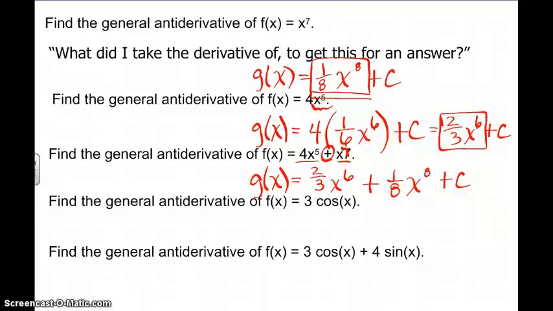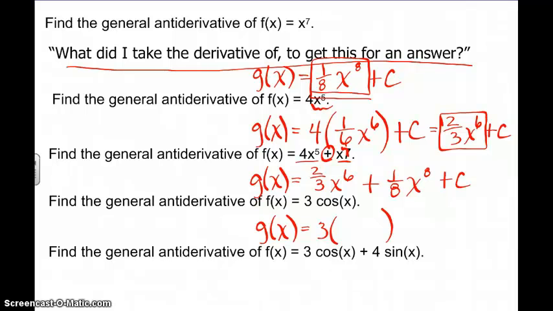Find the general antiderivative of f of x equals 3 cosine of x. This is where that question that I have up there comes in really, really handy. What did I take the derivative of to get cosine for the answer? Now, once again, I have popped my coefficient out front, my constants out front, because I can do that in differentiation. That means I can do it in integration as well. And so now the question is, what did I take the derivative of to get positive cosine of x for the answer? Well, that was sine of x.